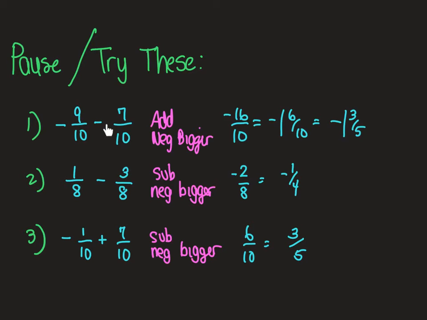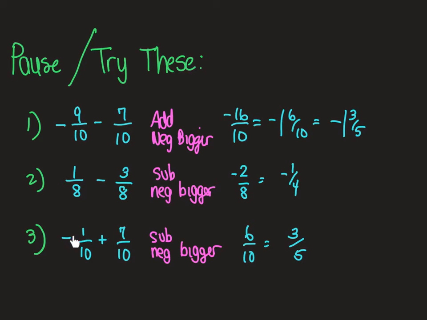First question, we added 9 and 7 to get 16. It's negative because the bigger stuff is negative. Improper, so I make it mixed, and I simplify. I see 1 minus, so I subtract and get a 2. It's negative because 3 is bigger. Negative 2/8, simplify to negative 1/4.